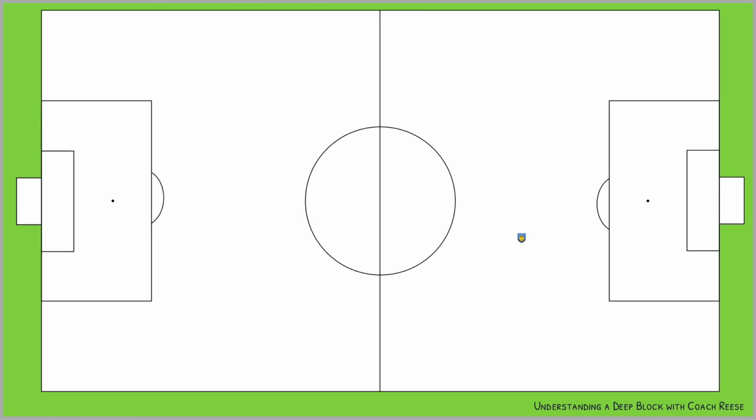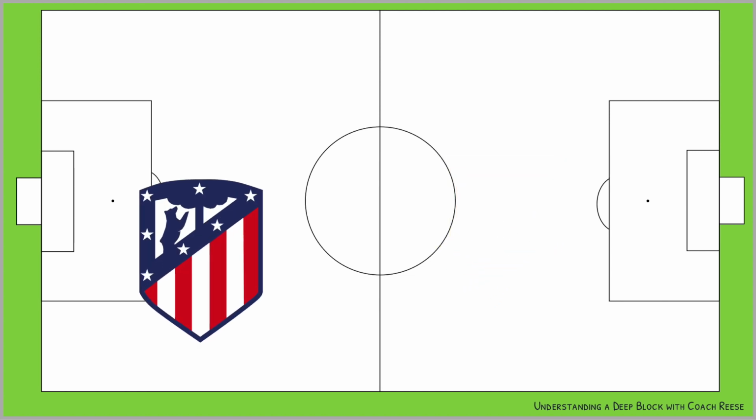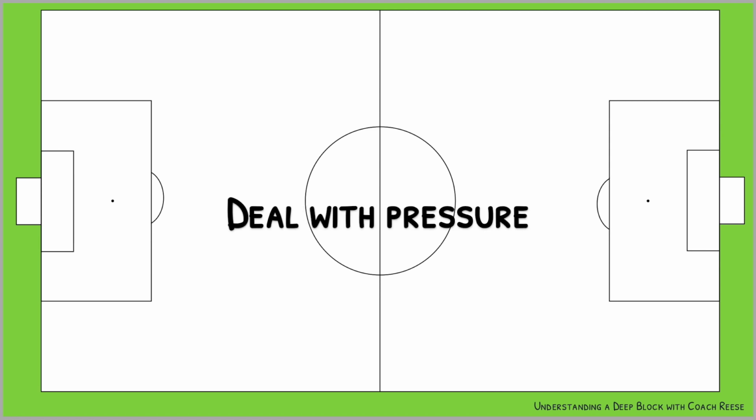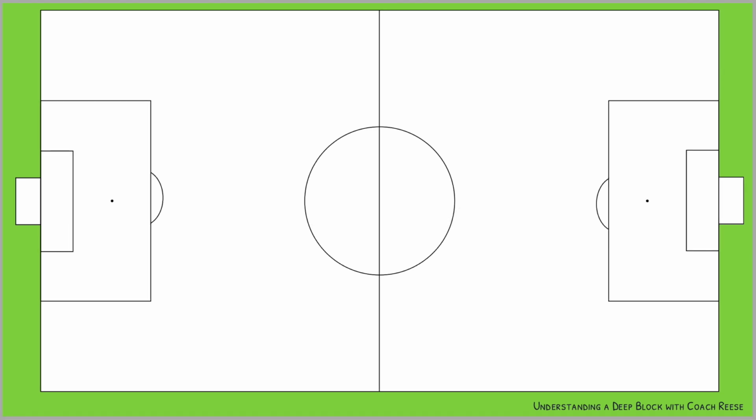Teams who are quite famous for using a deep block are Burnley and Atletico Madrid, and Jose Mourinho is quite a famous manager associated with a deep block. But again, the reality of it is most teams will use a deep block at some point. It might be to protect a lead with limited time remaining, or they might just be under a little bit of pressure.